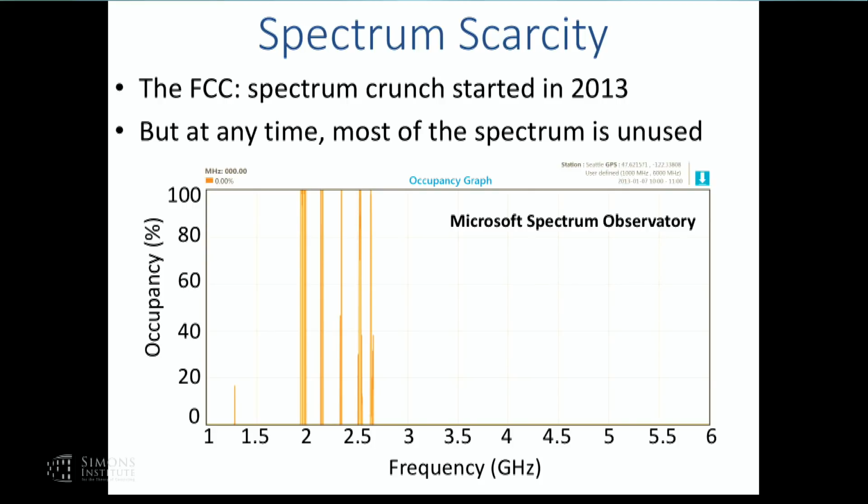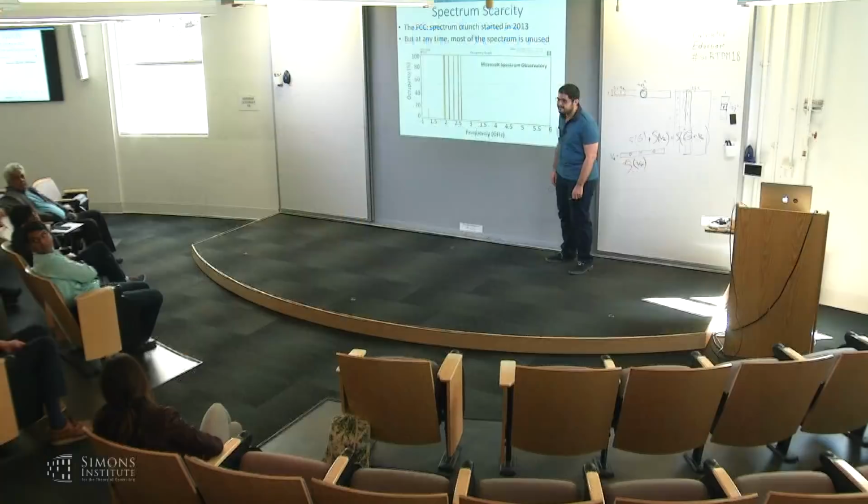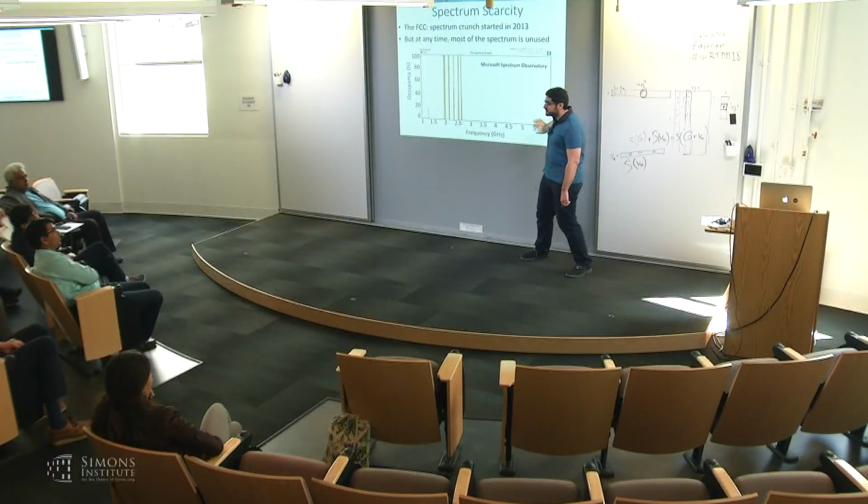So this is a figure from the Microsoft Spectrum Observatory that's measuring the spectrum over a period of 1 day between 1 gigahertz and 6 gigahertz. And as you can see, between 3 and 6, we barely see any signals. So what does that mean? Is FCC wrong? Who owns that frequency? Who owns that? Well, there's many different entities.